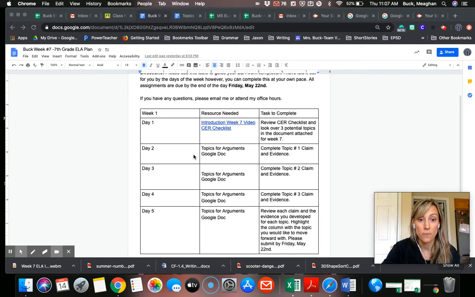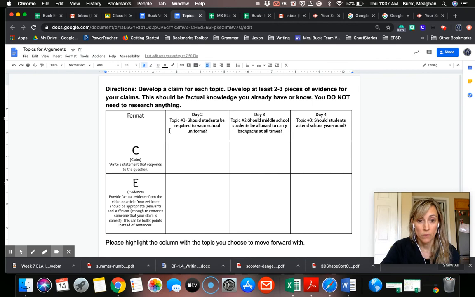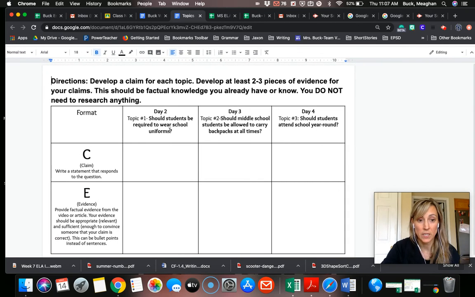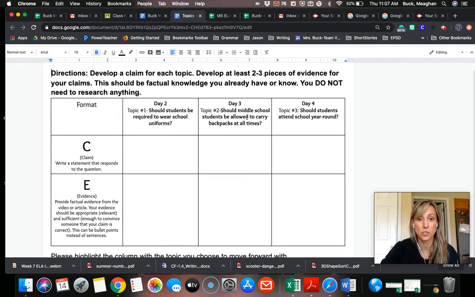Okay, so for the rest of day 1, I want you to look over the 3 potential topics and start thinking about and brainstorming what you might choose, what you might say, etc. So I'm going to switch over to this topic for arguments Google Doc, and this is what you will use the rest of the week. You have been practicing developing a claim and finding evidence by using examples, but now you're going to create them on your own. So we've given you 3 potential topic questions, and you're going to complete each of those for day 2, 3, and 4.